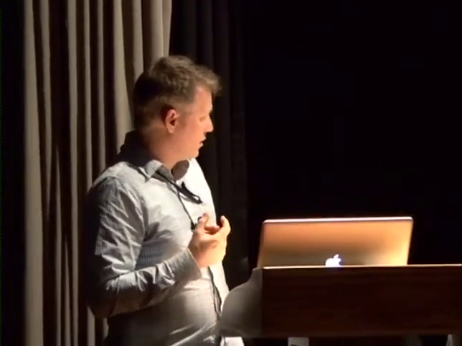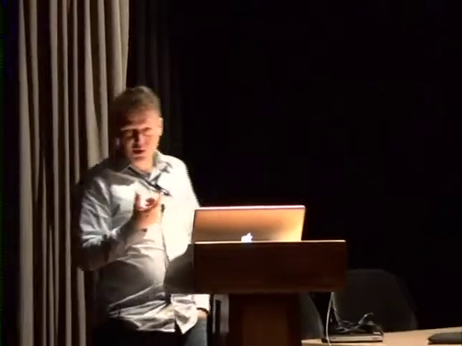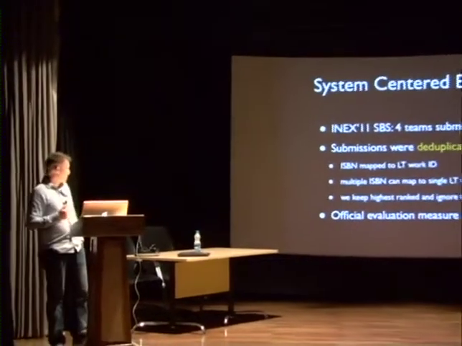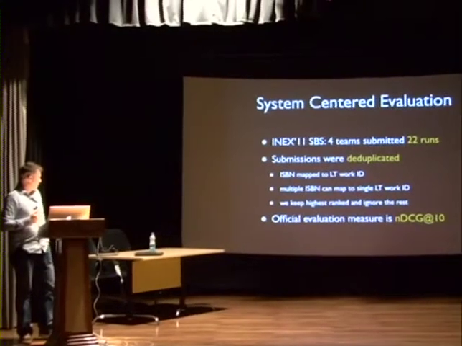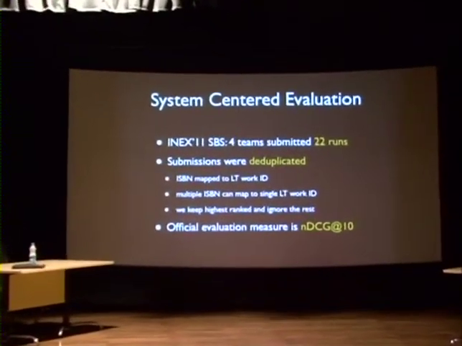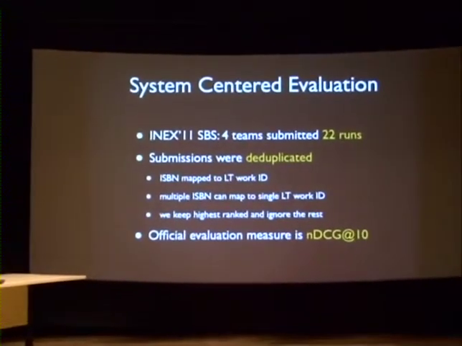So basically, we had submissions for the track, so we could now evaluate in various ways. We needed to synchronize the ISBN in the forums with the LibraryThing IDs, which are actually better because they conflate books, similar books that have for other reasons a different ISBN. So we need to do some post-processing on the runs, and we use a graded relevance measure.